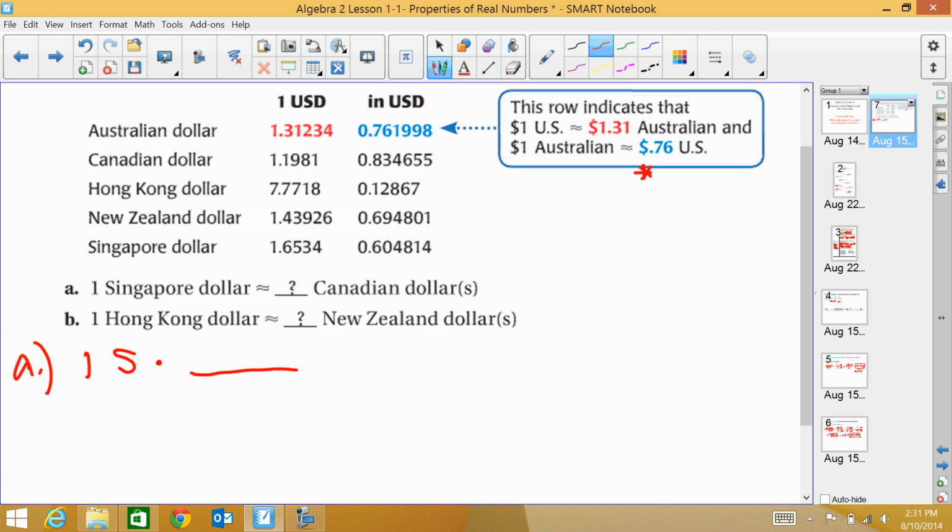So where does Singapore have to go on my chart? It needs to go on the bottom to cancel out. And then US needs to go on the top. So I know that 1 US dollar is how many Singapore dollars? It's 1.6534.